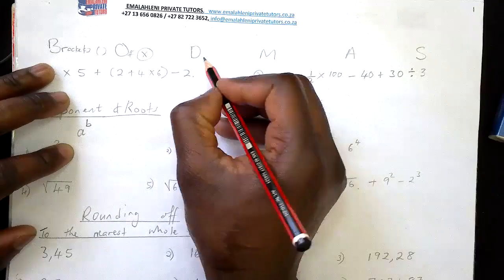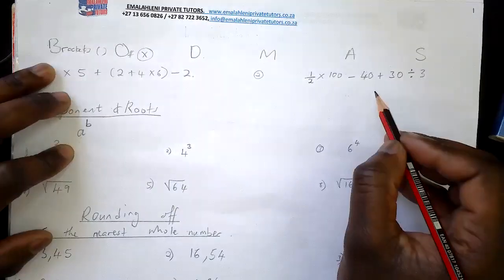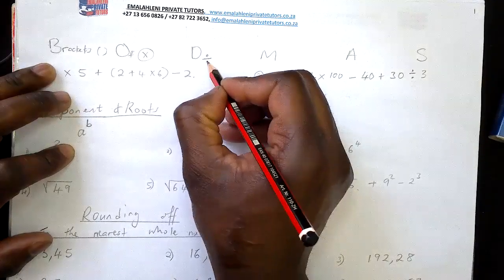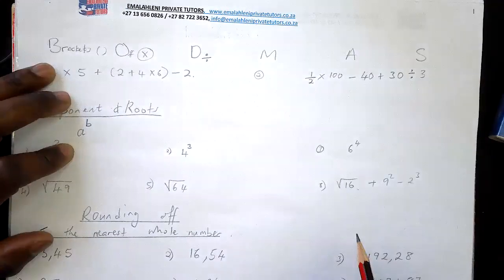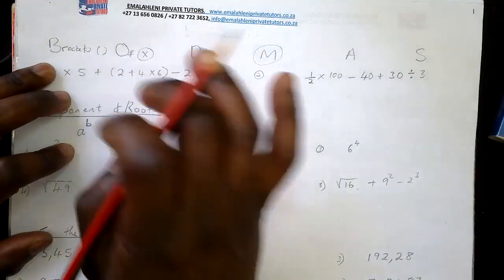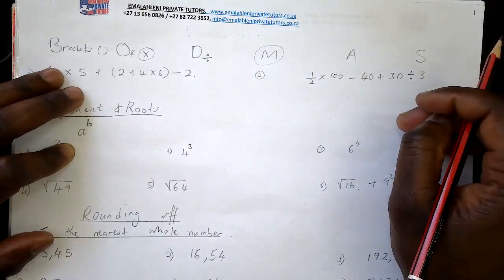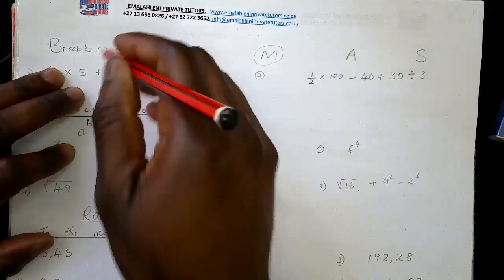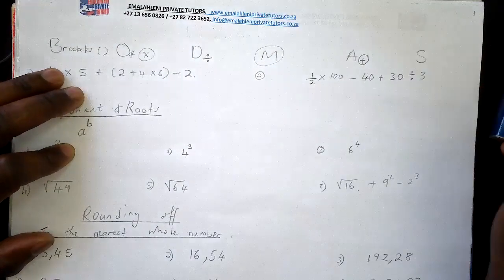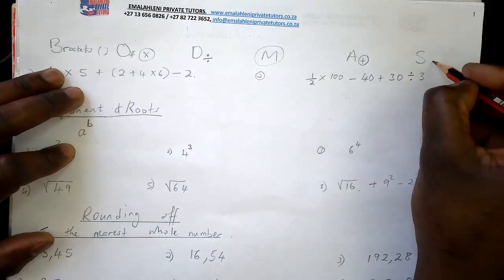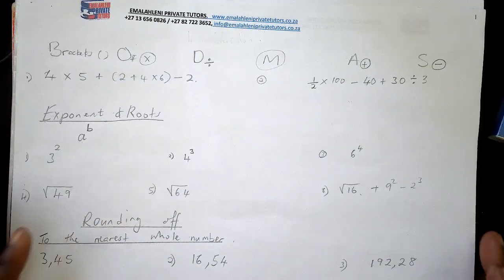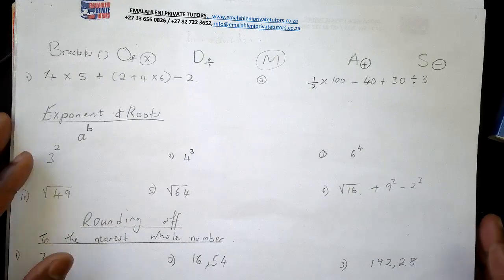Then what we have here in BODMAS is division. That's followed by multiplication again, but we don't need to worry about this one because we already talked about it. Then we are adding. We need to add after that. Then lastly, that's where we subtract. So you must always understand this order.